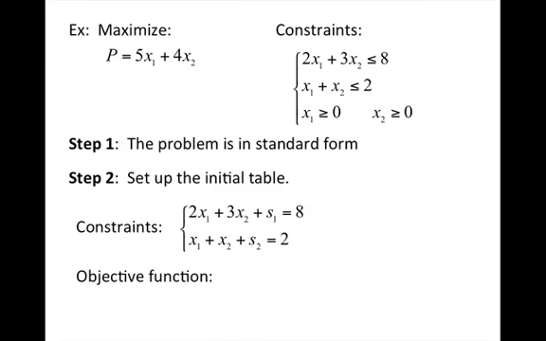Then my last equation comes from my objective function. I have p equals 5x sub 1 plus 4x sub 2. I move the x's to the side with the p and set this equal to 0. So I have p minus 5x sub 1 minus 4x sub 2 equals 0.